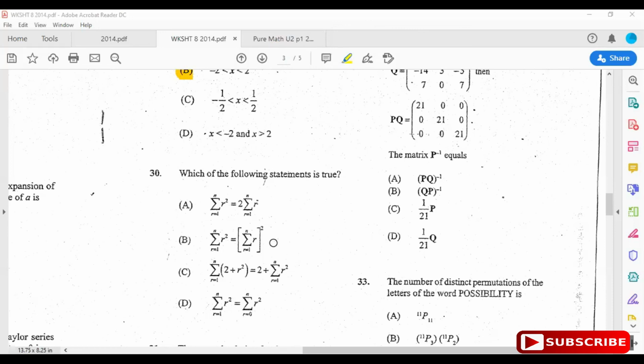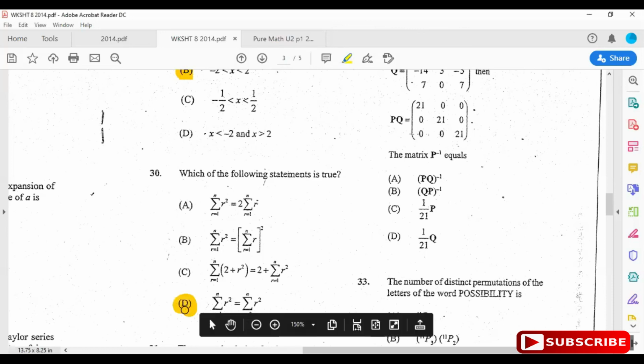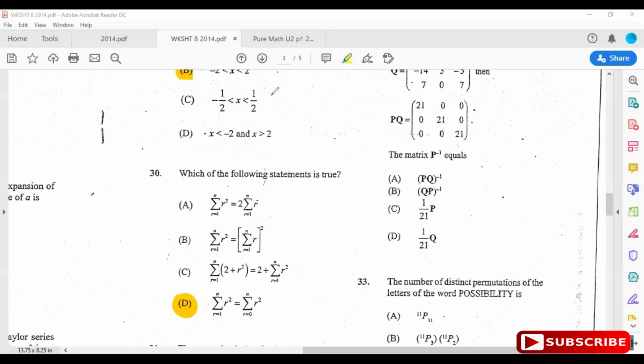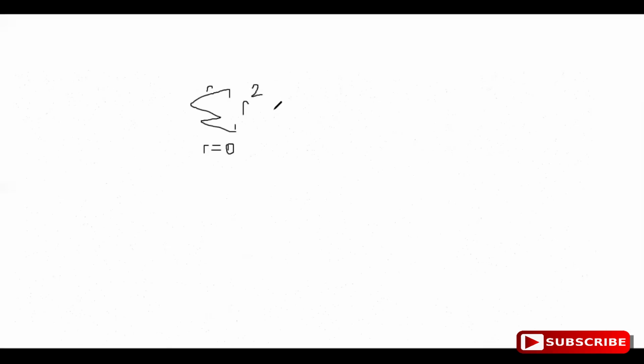This is an all-of-the-above design. All right, so it is actually D, dog. Yeah, that's the answer. That's what I'm going to show now. So D says the sum from r equals 0 to n of r squared is equal to the sum from r equals 1 to n of r squared. It's the same.